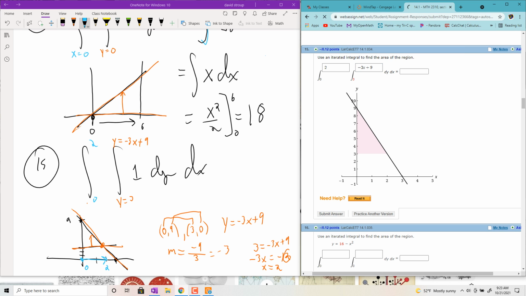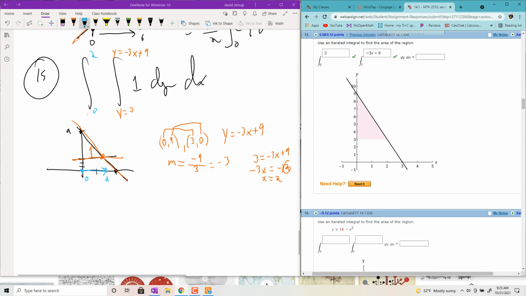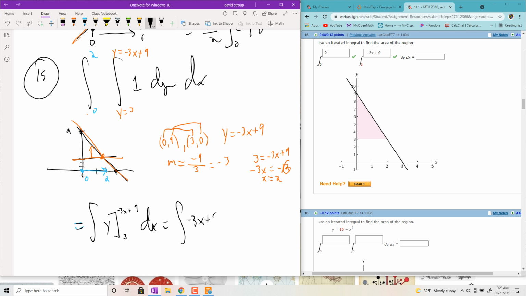Let's see if it lets me figure out if that's right before I go and integrate. Yeah, okay. And then I'll go ahead and integrate it. So I have the integral of y from 3 to negative 3x plus 9 dx. So I have the integral of negative 3x plus 9 minus 3 dx. And that'll be the integral of negative 3x plus 6 dx.